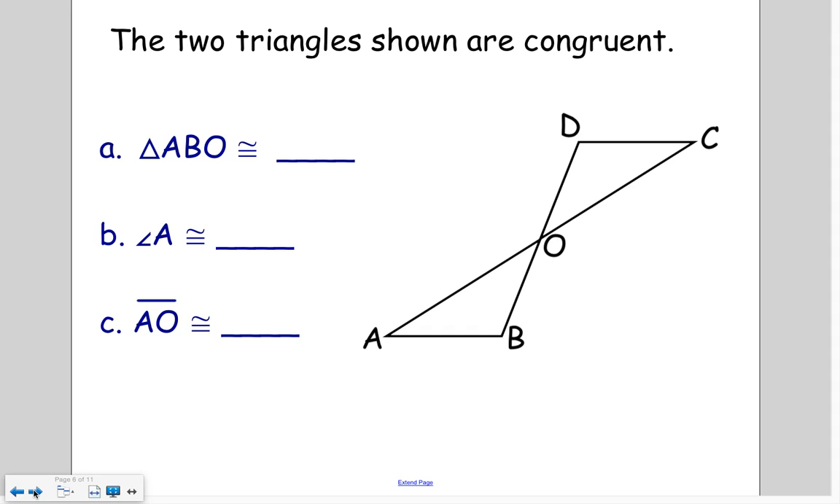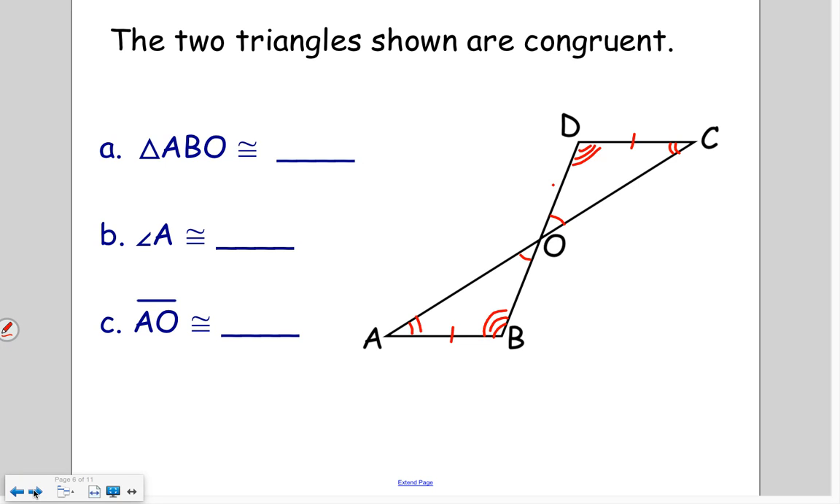Now we're given the fact that these two triangles shown are congruent. Well, let's go through and see if we can determine which parts are congruent. So I know angle DOC is congruent to angle AOB, right? Because it's vertical angles. Now, looking at the others, it looks to me like angle A is going to be congruent to angle C. Angle D is going to be congruent to angle B. And then sidewise, AB will be congruent to DC.